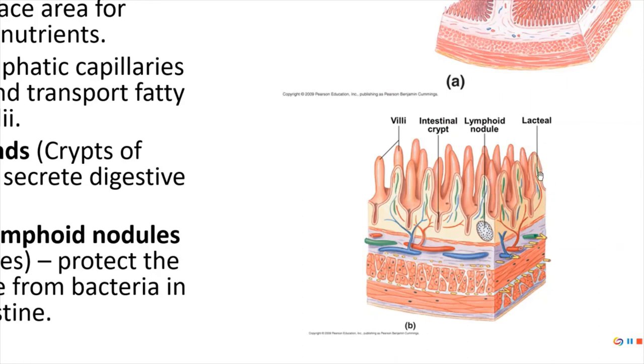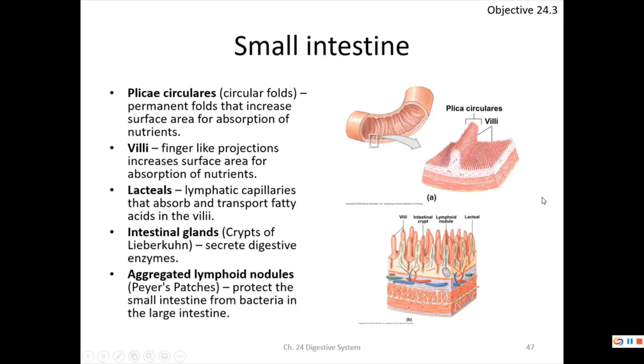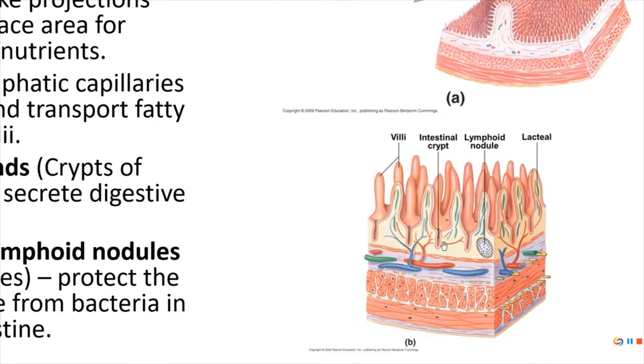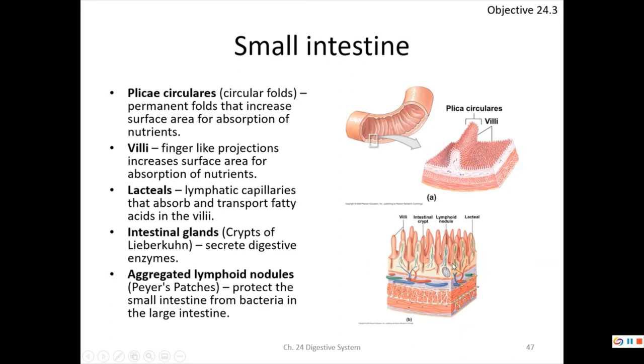There's also going to be secretory areas called intestinal crypts or crypts of Lieberkühn, the intestinal glands.